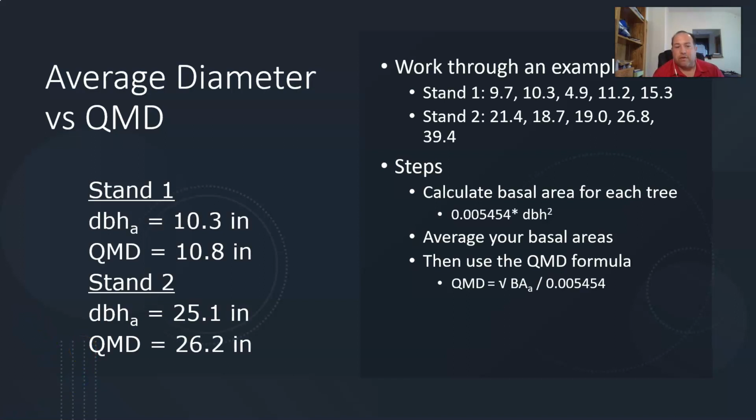You should have come up with these numbers if you do the arithmetic average and the QMD formula. You should see that stand 1 has a difference of almost half an inch in terms of the QMD, whereas stand 2 has over a whole inch of difference between the average diameter and the QMD. So there is a difference between just averaging tree diameter versus QMD, which is based on basal area and is a much better measure for us in terms of looking at the size of the tree.